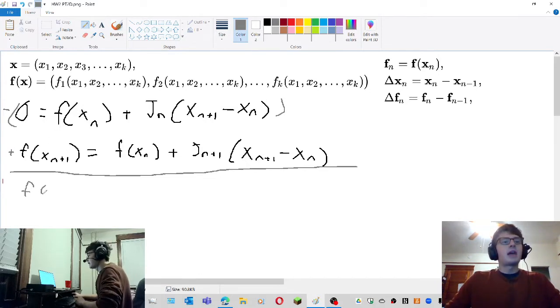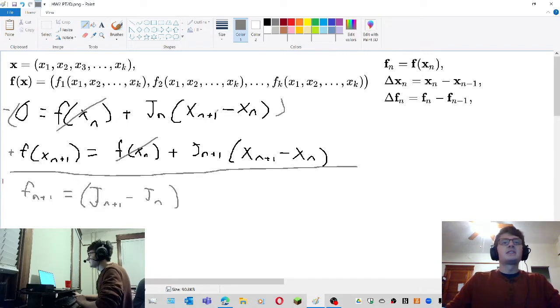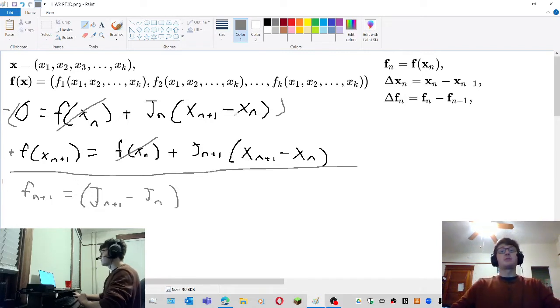I'm going to start calling that f_n plus 1, which is just f evaluated at x_n plus 1. That's not going to have anything because that's just a 0. Well, what's that going to be equivalent to? These f(x_n)'s are just going to cancel out, and we're left with the difference between the Jacobians: my second guess of the Jacobian minus my first guess, multiplied by the difference between the values of x between my two guesses.